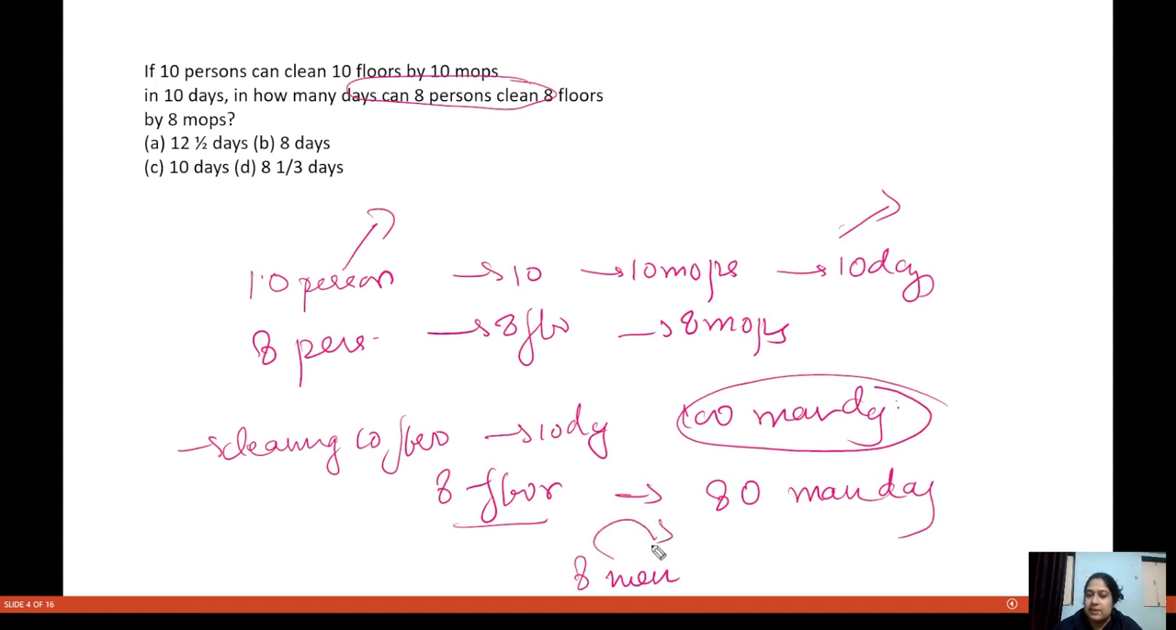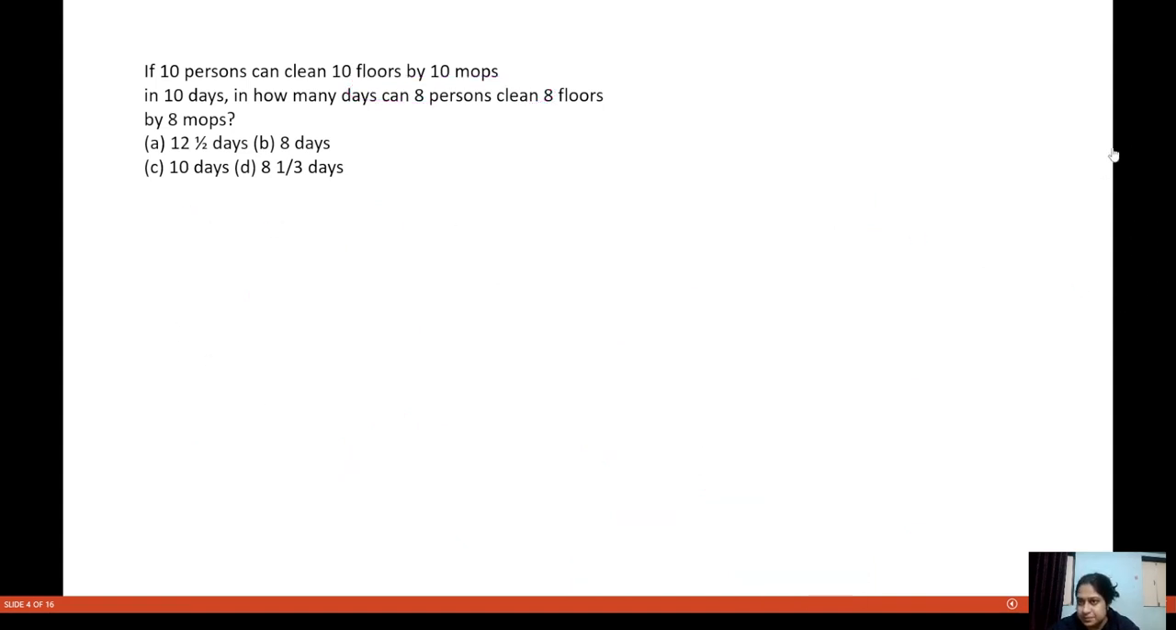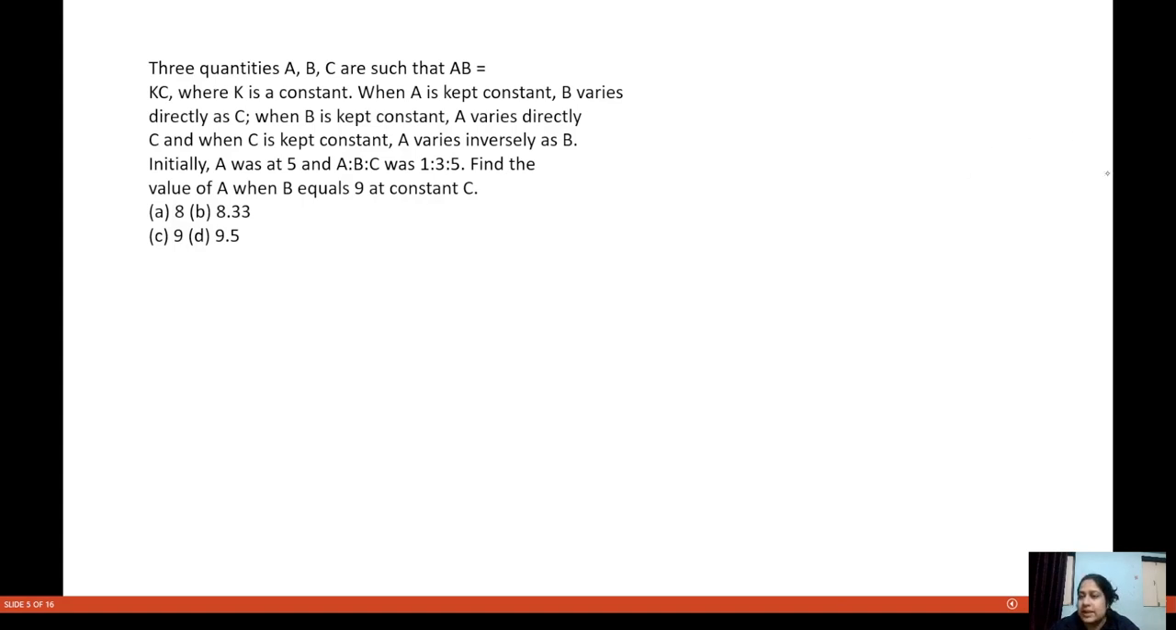Now let us move to the next question. It is saying three quantities A, B and C are such that AB is equal to KC, where K is constant. When A is kept constant, B varies directly as C. When B is kept constant, A varies directly as C, and when C is kept constant, A varies inversely as B. Initially A was 5 and A:B:C is 1:3:5. Find the value of A when B equals 9 at constant C.